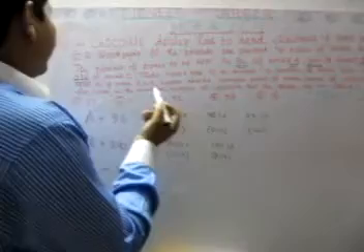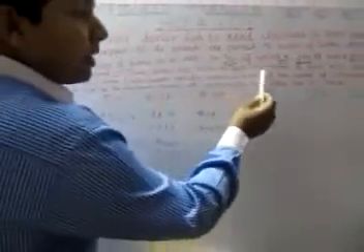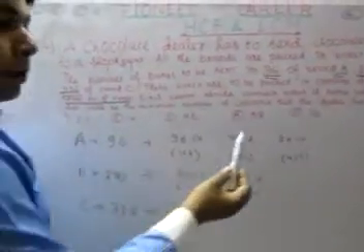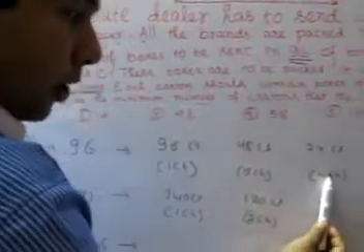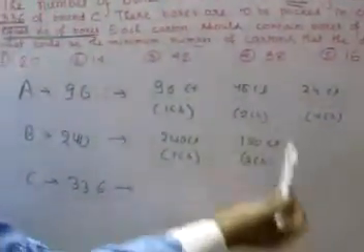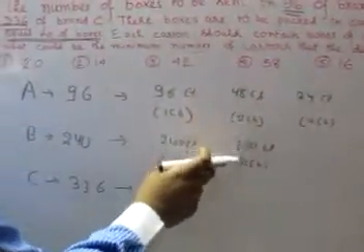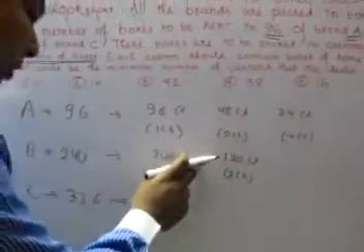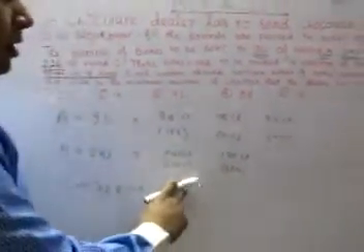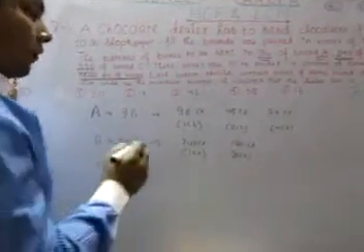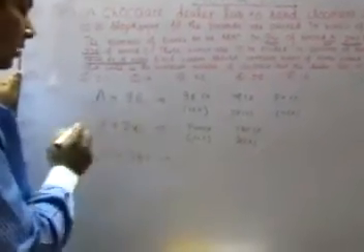And it is given that boxes will be packed in cartons of same size containing equal number of boxes. Equal number of boxes means if we are putting 4 chocolates here, then 4 chocolates must be here and 4 chocolates must be here. What does it mean? We need to find out the HCF of these 3 numbers: factors of 96, factors of 240, factors of 336. HCF of 96, 240 and 336 is 48.